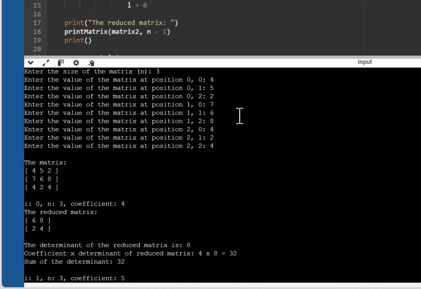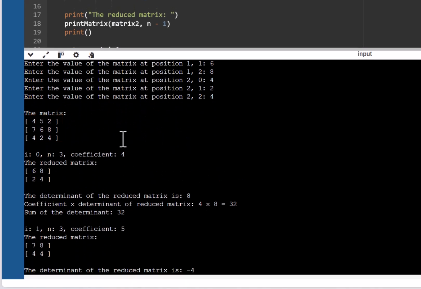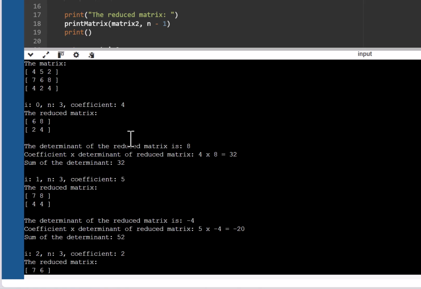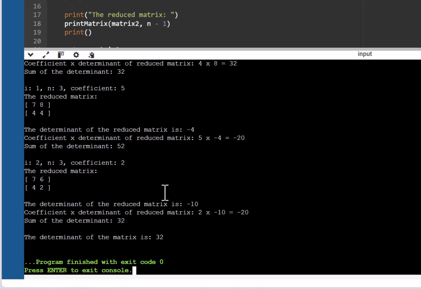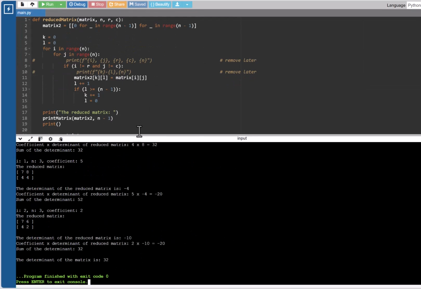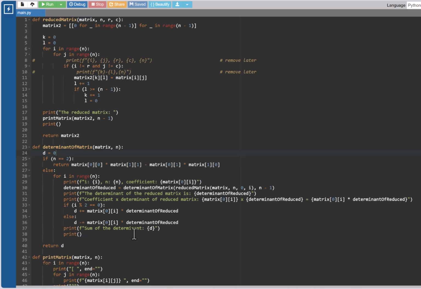The program then outputs the resulting matrix and proceeds to calculate its determinant. The program goes through the series of calculations, which will be explained later in the video, to finally calculate the overall determinant of the matrix. Now let me run you through the code.